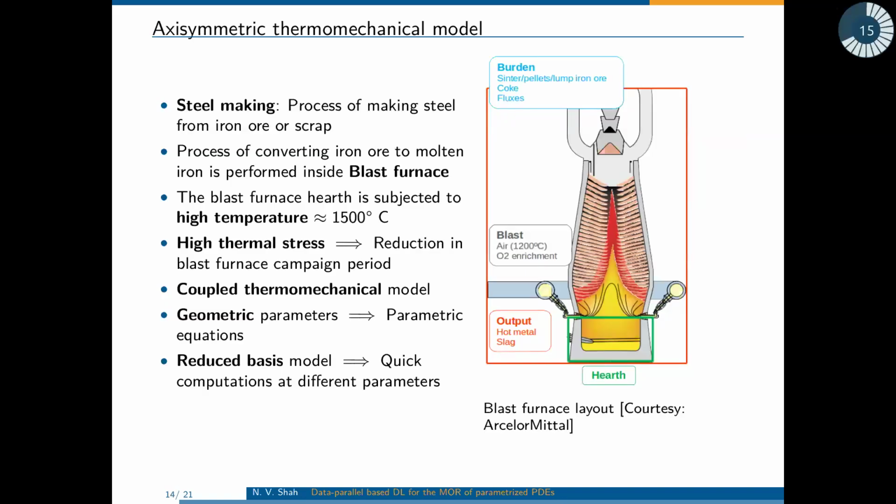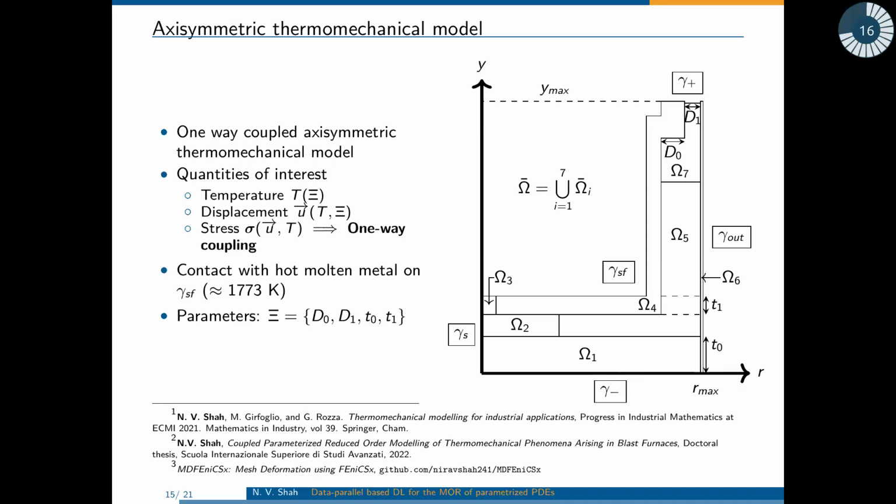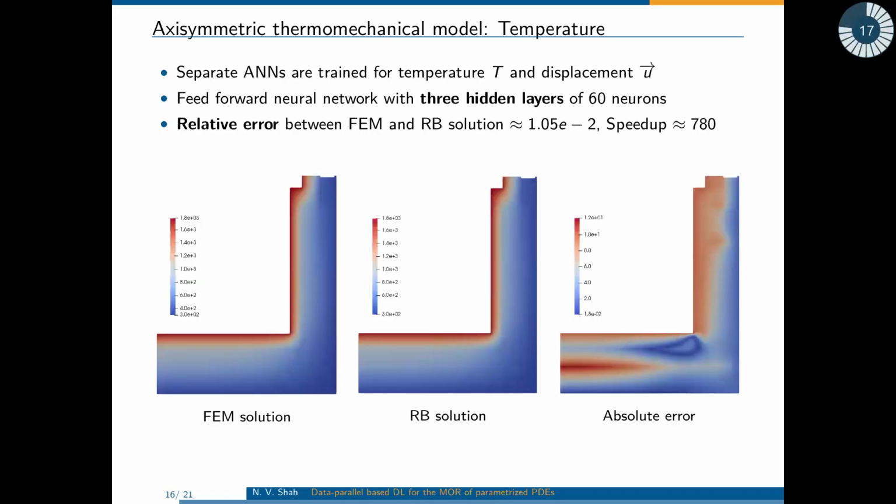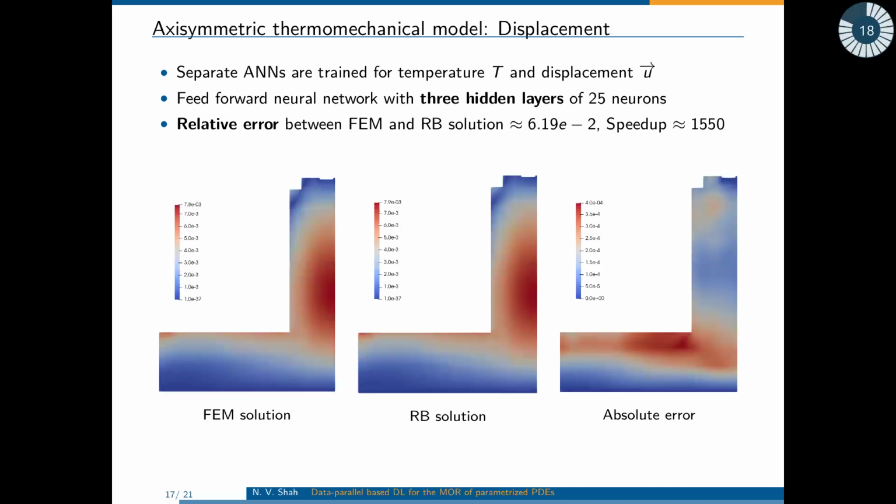I'll quickly go through an example where we are optimizing the shape of the earth for high temperature processes, and there are various geometric parameters involved, such as the diameter or thickness of each section of the earth, which is made up of different materials. And we can compute the temperature around 800 times faster with a relative error of the order of 10 to the power minus 2. The same is true for the displacement.